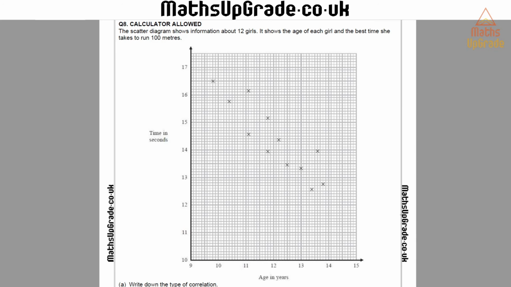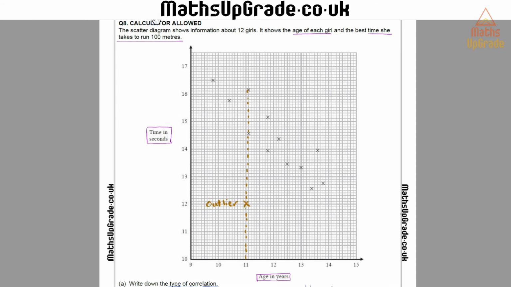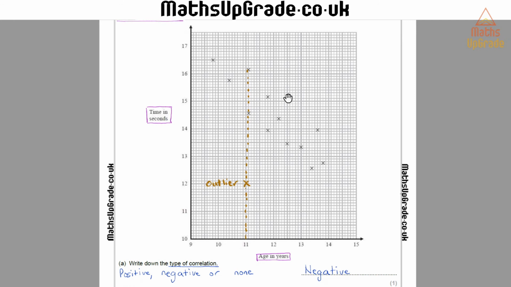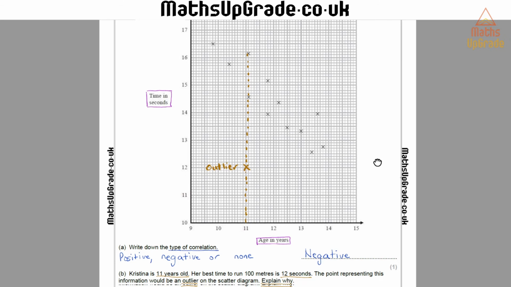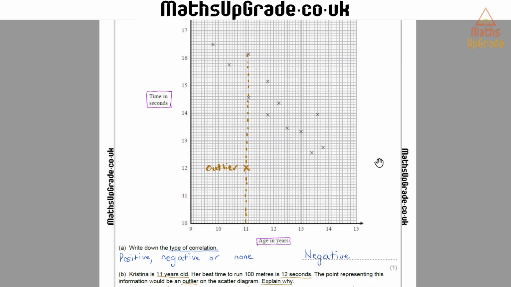In question 8, we're given a scatter diagram showing the time taken to run 100 meters against the age of different people. We need to first of all write down the correlation. You can see the crosses here are going downhill, downwards, so that's negative correlation. In part B, we're told a student is 11 years old. The time to run 100 meters is 12 seconds. The point representing that information would be an outlier, and explain why.